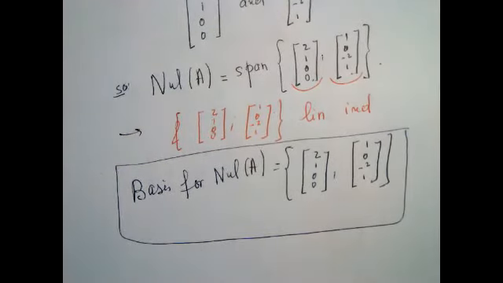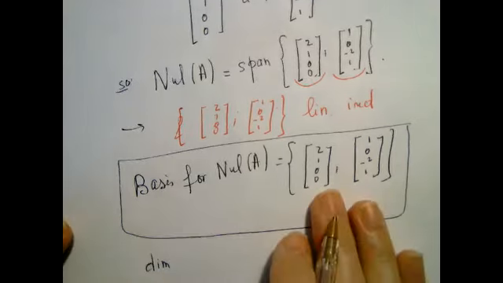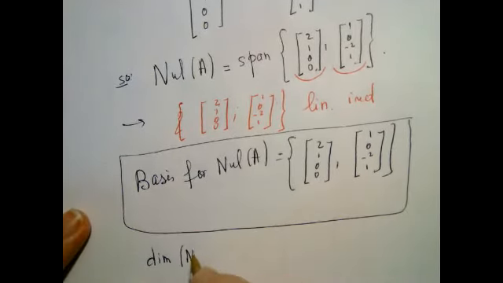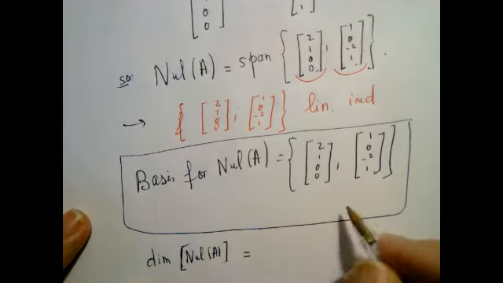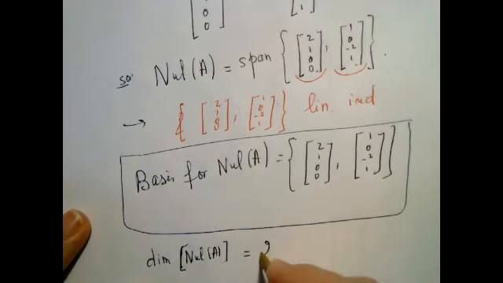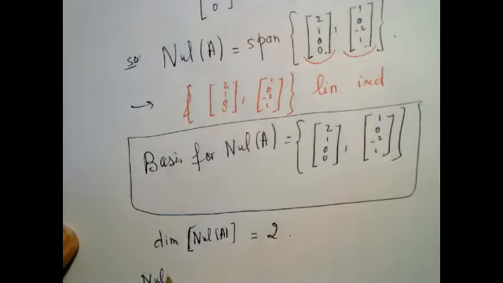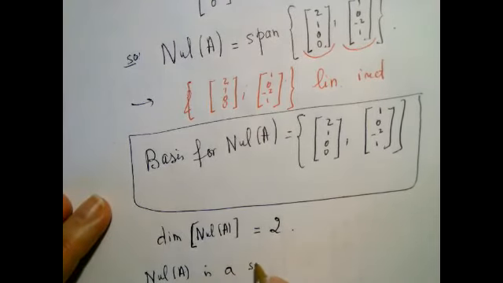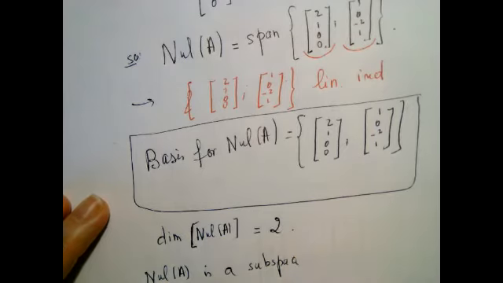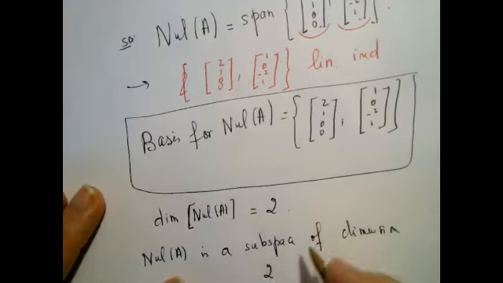And now what is the dimension of the null space? The dimension is the number of vectors in a basis. So the dimension of the null space is the number of vectors. The dimension is equal to 2. So the null space of A is a subspace of dimension 2 in R4.